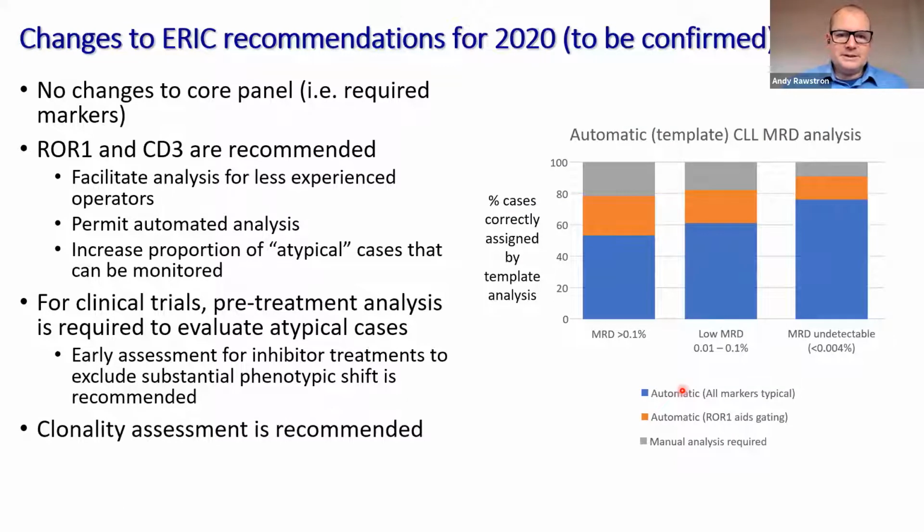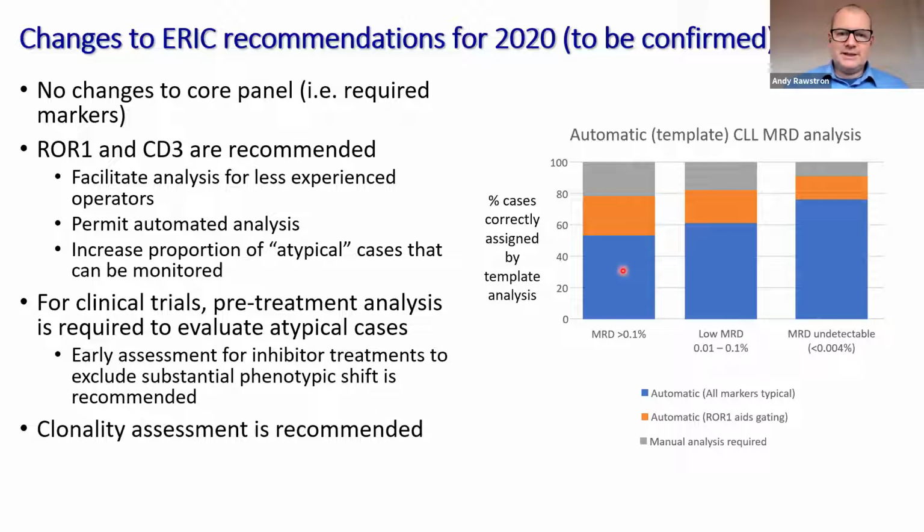Would we suggest any changes to the ERIC panel at the moment? For the reasons that we've discussed, we wouldn't suggest any changes to the core panel, but we would definitely add ROR1. The main reason is that it makes it much easier for less experienced operators to orientate. It's quite weakly expressed, but the fact that it's not expressed on other normal peripheral B cell subsets means that you can semi-automate your approach, or that less experienced operators can orientate on CLL cells quite easily. So we have a template that the less experienced operators just run and don't touch.